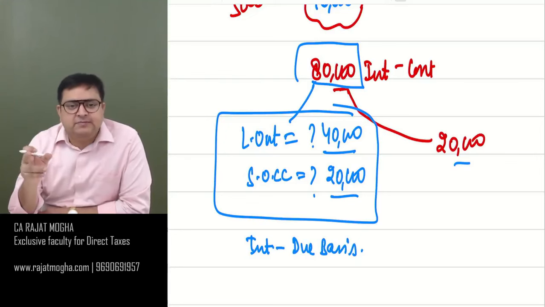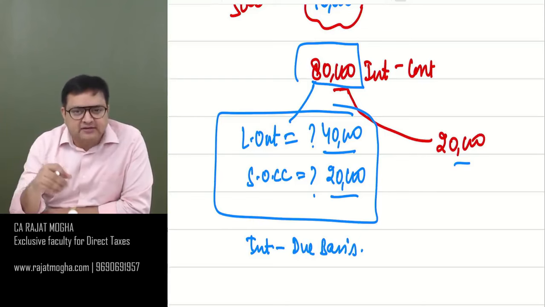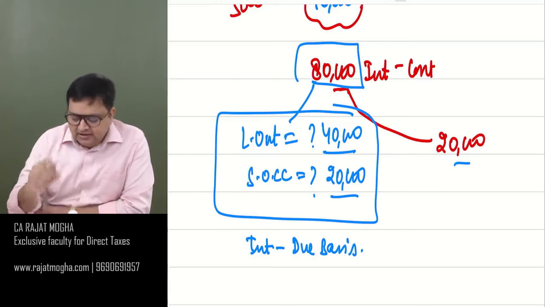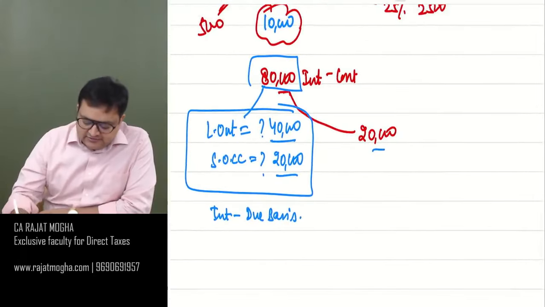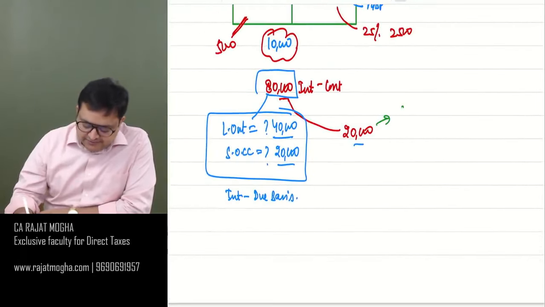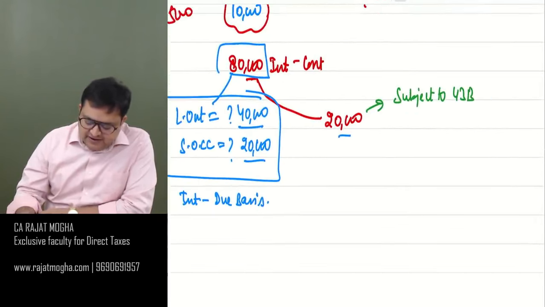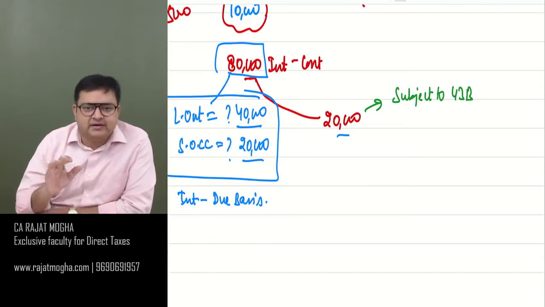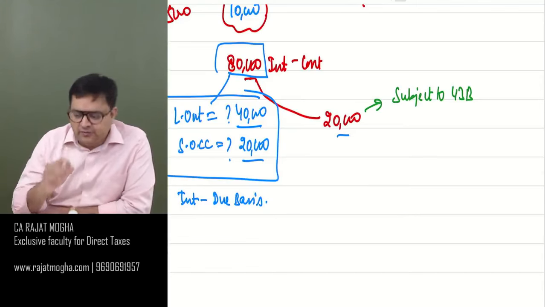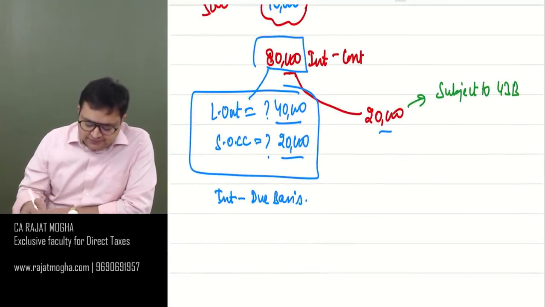But in PGBP, if you have taken a loan from banks, financial institutions, etc., interest is allowed subject to 43B. It is allowed subject to 43B. That is, if it is paid up to the due date of ROI, then only it is allowed, otherwise it is not allowed. Have you understood this also?